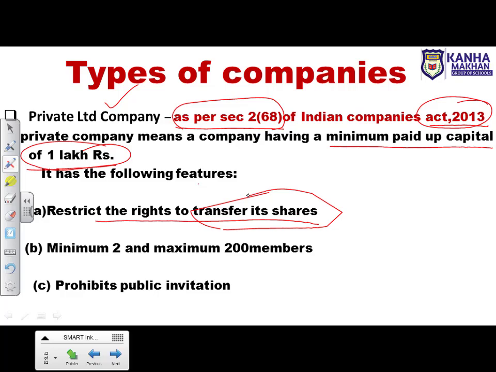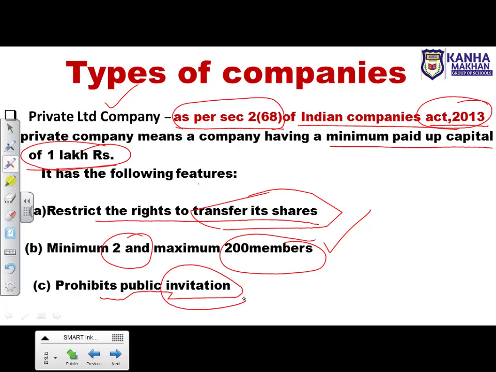Second one, the minimum number of members is 2. To form a private limited company, the minimum is 2 and the maximum is 200. Okay? Maximum it is 200. This maximum limitation is given according to the Indian Companies Act of 2013. And third one, it prohibits public invitation. Public invitation basically means the general public is not involved.